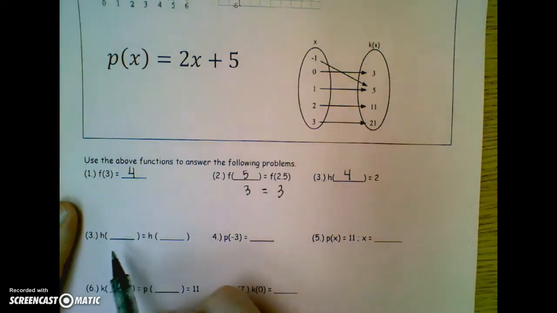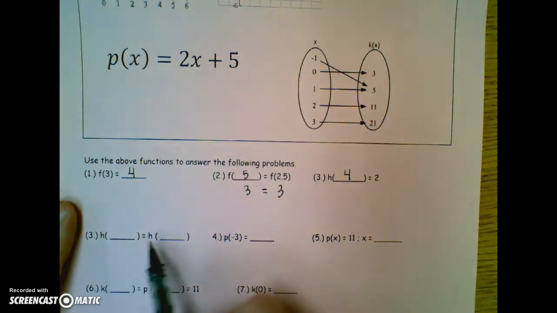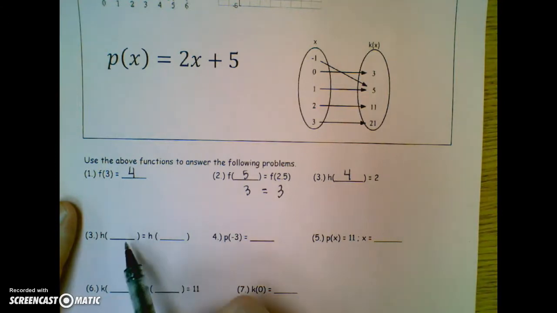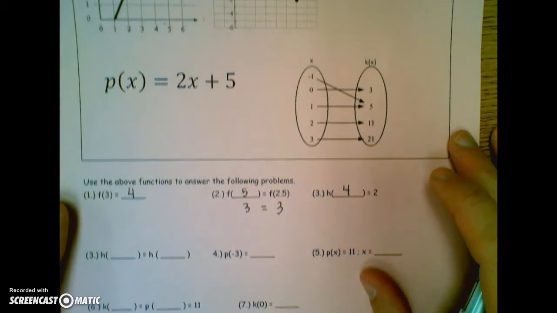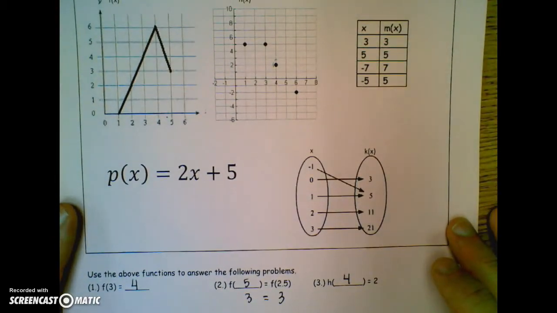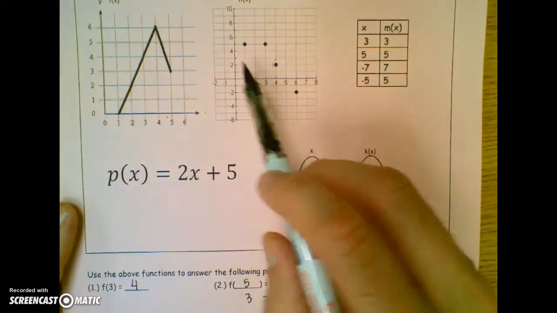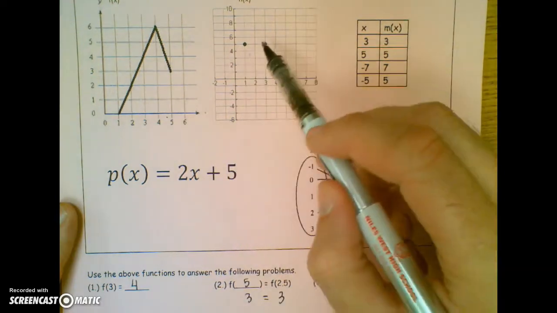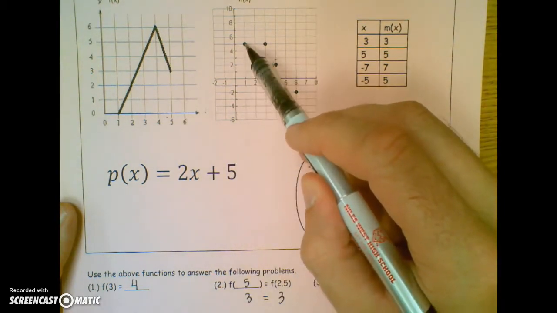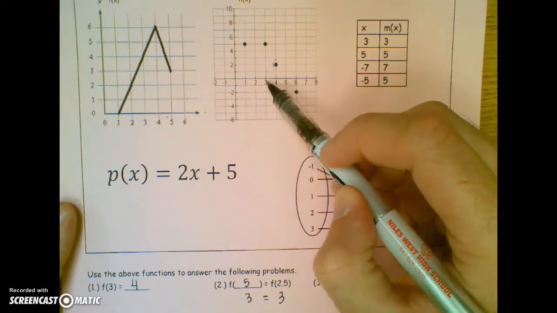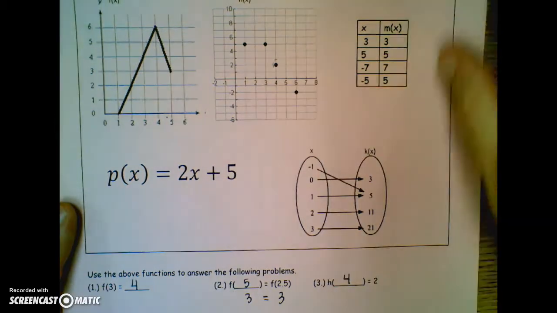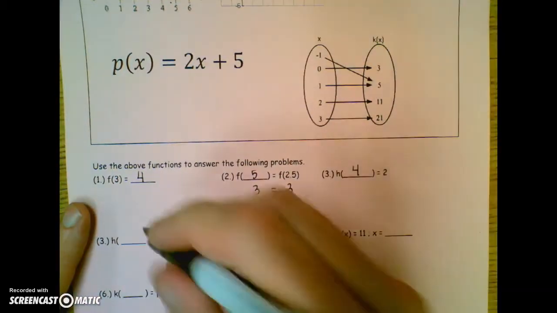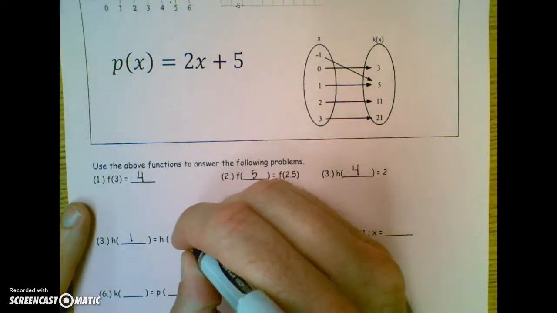This one's kind of weird in terms of the notation. It's saying h of blank equals h of blank. So basically it's saying that two inputs are going to give me the same exact output. Let me look at my graph, and I think it's pretty clear to see which ones are giving me the same output. Two of my inputs are giving me outputs of 5. My input of 1 gives me an output of 5, and my input of 3 also gives me an output of 5. So the two inputs that give me the same output are 1 and 3.